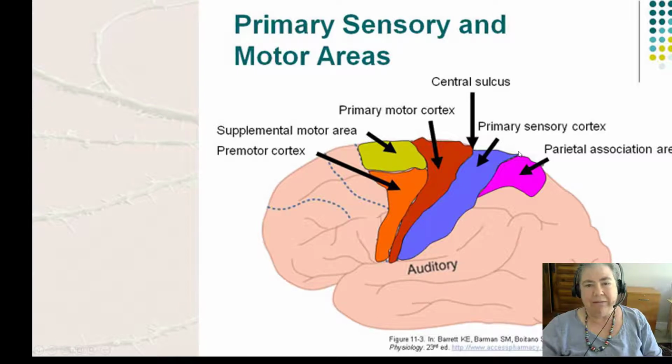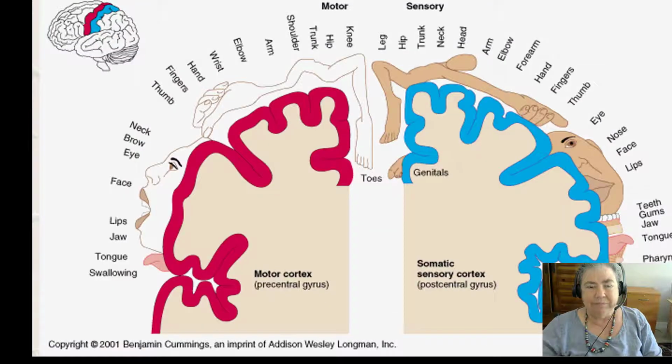You've all probably seen this before. If we look again, same color coding, our motor cortex is in red and our sensory cortex is in blue, and our motor cortex is anterior to the central sulcus and our sensory cortex is posterior to the central sulcus. This is this, okay, but it's a single hemisphere.